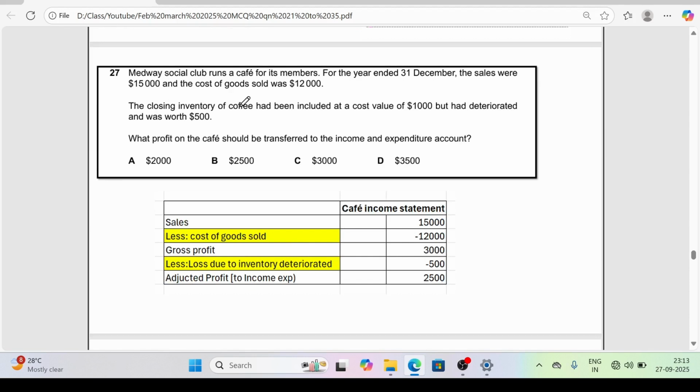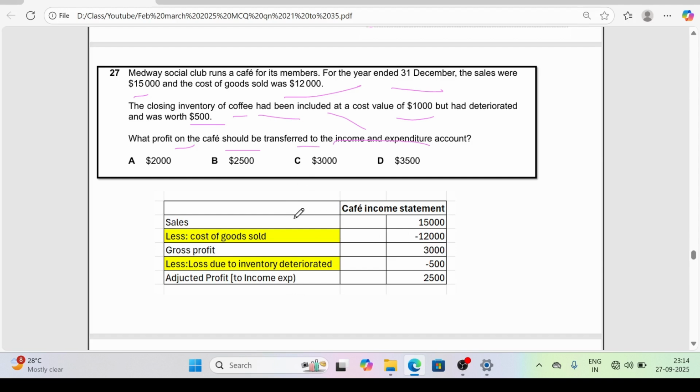Medway Social Club runs a cafe for its members for the year ended 31st December. The sales were 15,000 and cost of goods sold 12,000. The closing inventory of coffee had been included at cost value 1,000 but had deteriorated and was worth 500. What profit on the cafe should be transferred to the income and expenditure account? So this is a non-trading organization, cafe refreshment account.